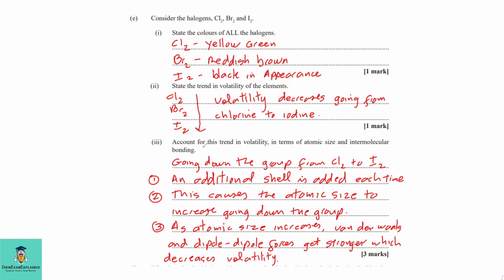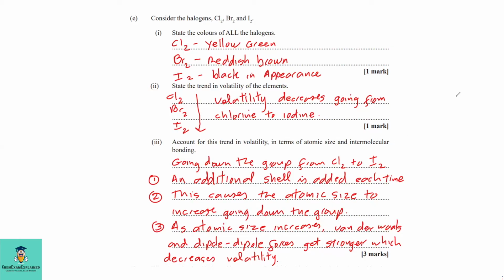Part 3. Account for this trend in volatility in terms of atomic size and intermolecular bonding. So going down the group from chlorine to iodine, 1. An additional shell is added each time. 2. This causes the atomic size to increase going down the group. 3. As atomic size increases, van der Waals and dipole-dipole forces get stronger, which decreases volatility.